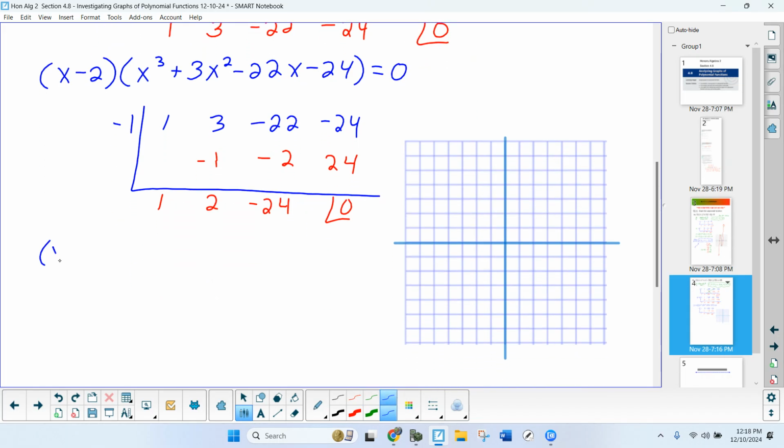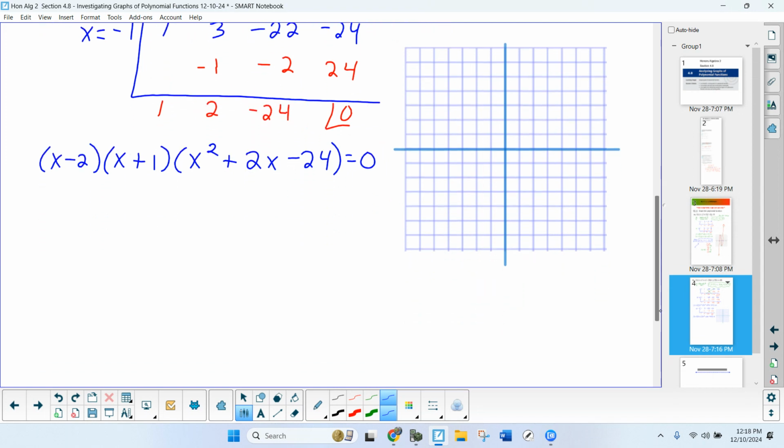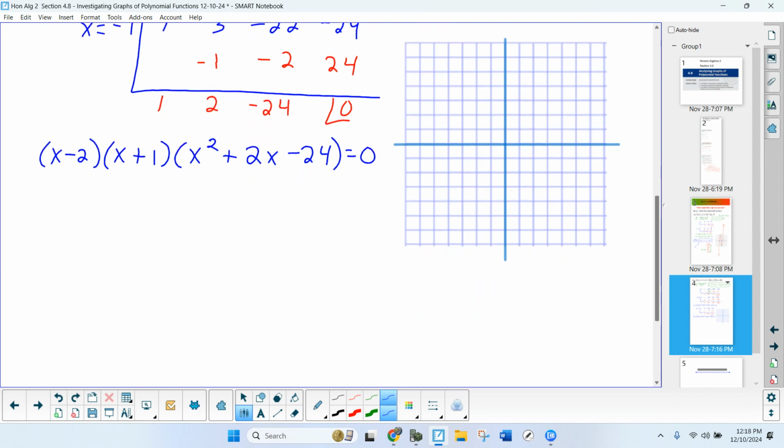You had x minus 2. This factor would become what? X plus 1. We started with x to the 3rd, so this would tell me x squared plus 2x minus 24. I finally got a quadratic trinomial where a is 1 and life is easy. Is there anything that multiplies to give me -24 that adds to give me 2? What is it?